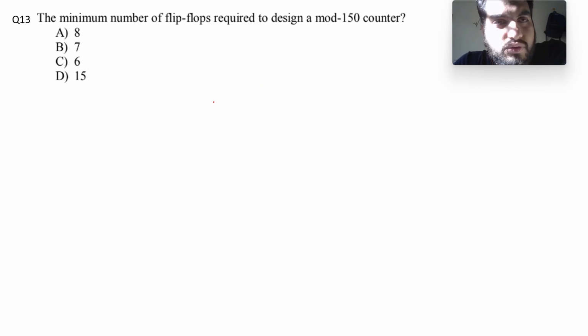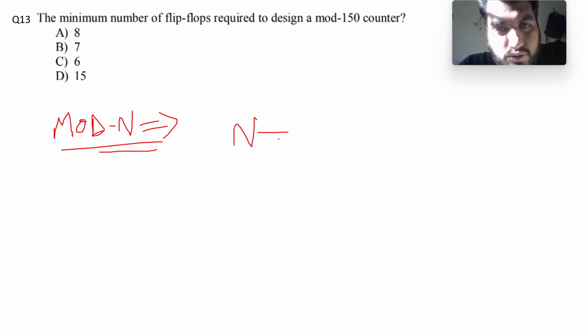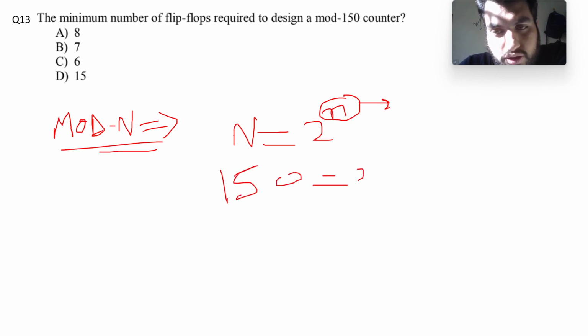So the next question is, what is the minimum number of flip-flops required to design a mod 150 counter? So we need to find the number of flip-flops required to design a mod 150 counter. So we know that the modulus of a counter, N, is equal to 2 raised to power n, where n is the number of flip-flops. So here N is equal to 150, so 150 is equal to 2 raised to power n.